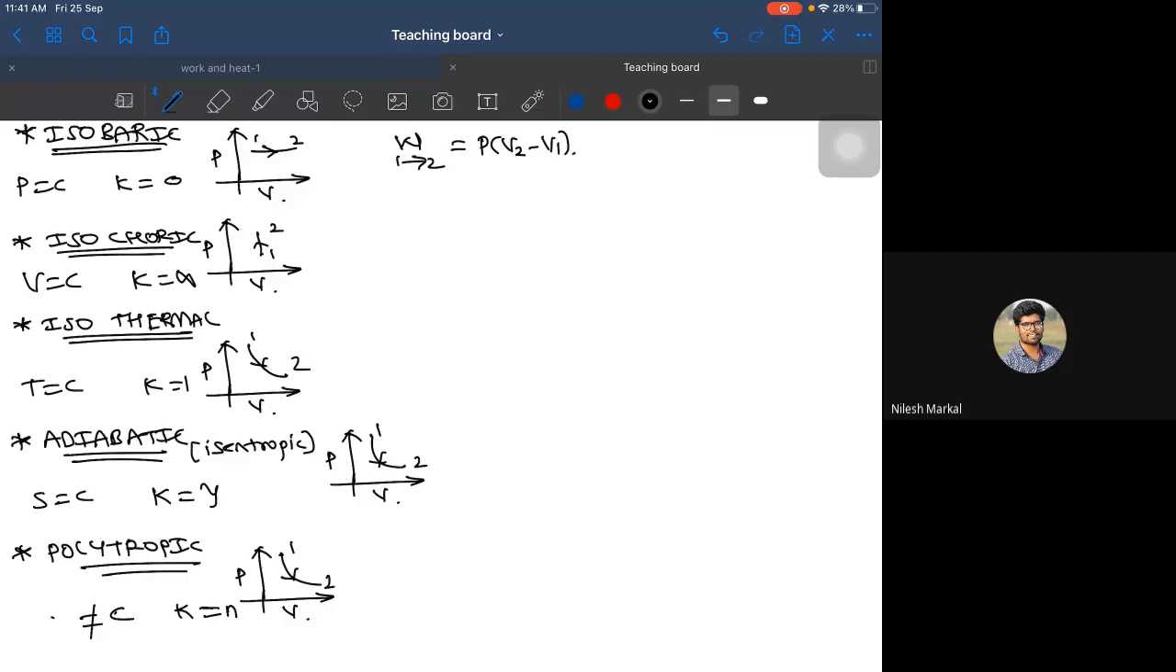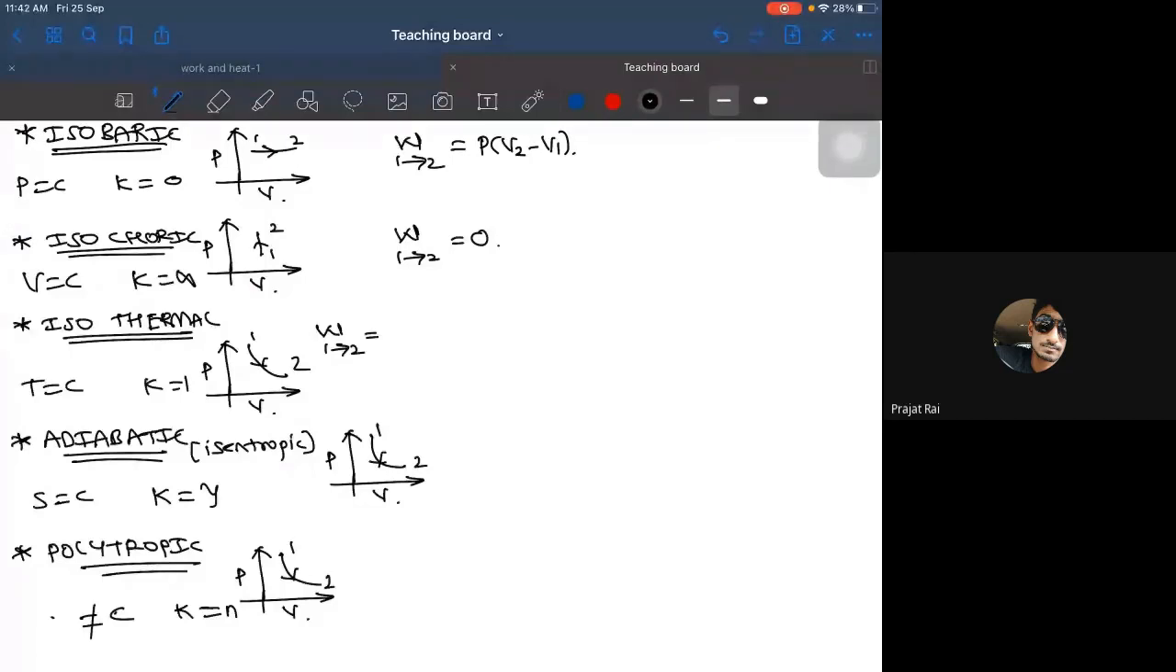Next is Prajat Rai. What is the work done in case of an isochoric process? It's zero. So, why is it zero? Because it is vertical, sir. Vertical in the sense there is no area under it. So, isothermal work done is given by six different expressions.